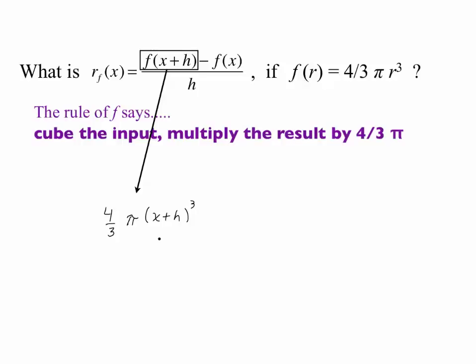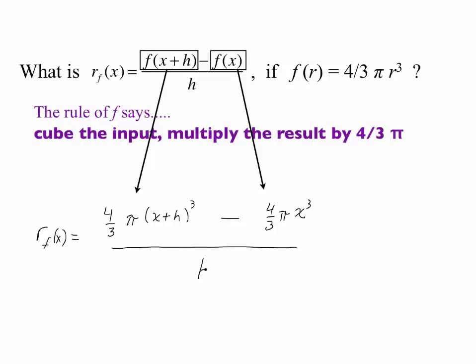Just follow the rule. Take the input, cube it, multiply the result by 4/3 pi. We do it again. So what's the new input here? The input is x. So what does the rule say to do? Cube the input and multiply by 4/3 pi. Those are the two individual pieces. For f of x plus h, we just follow the rule. For f of x, we follow the rule. And so then the rate of change function is what? The difference of those, then what? All over h.